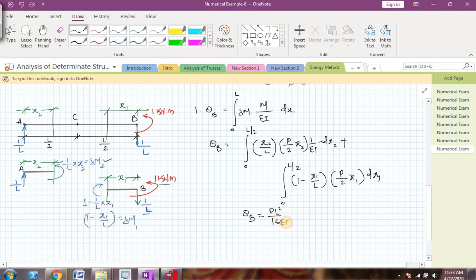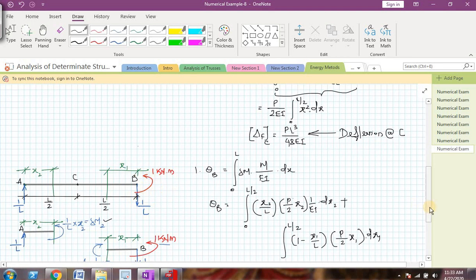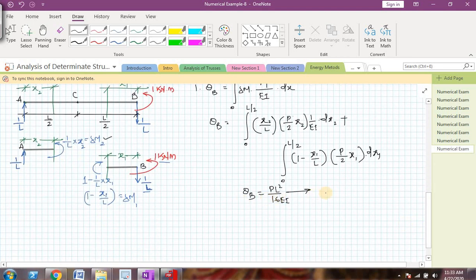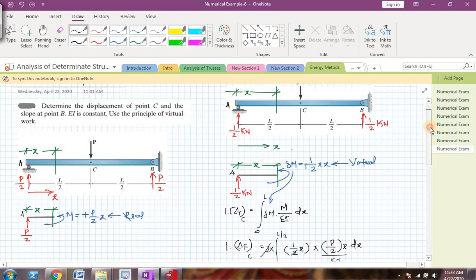Since you are getting a positive sign, it means that while applying the virtual moment you had applied it in the anti-clockwise direction, so you are getting a positive sign. It means that your slope is also in an anti-clockwise direction. So this is how we can find the deflection and slope in case of a simply supported beam.